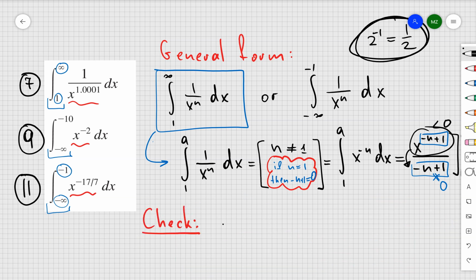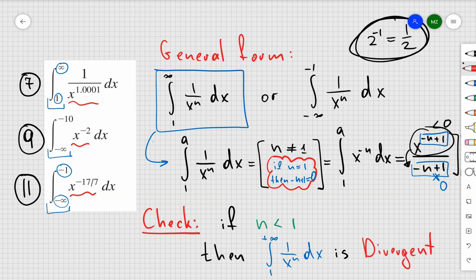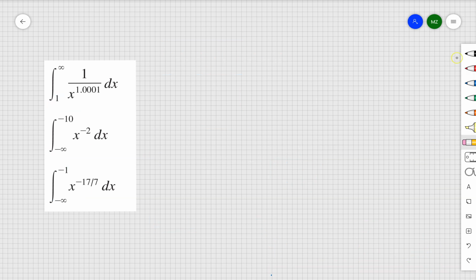And also, I want you to check that if n is strictly less than 1, then my integral is going to diverge. Another thing I want you to check is what is going to happen when n is equal to 1. So please take a look. And again, my integral is divergent when n is strictly less than 1.